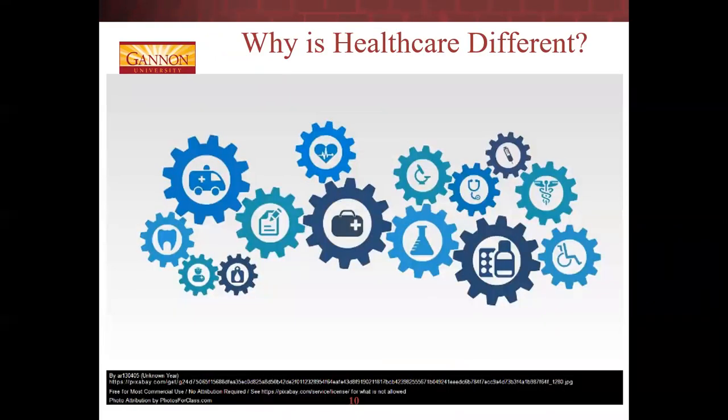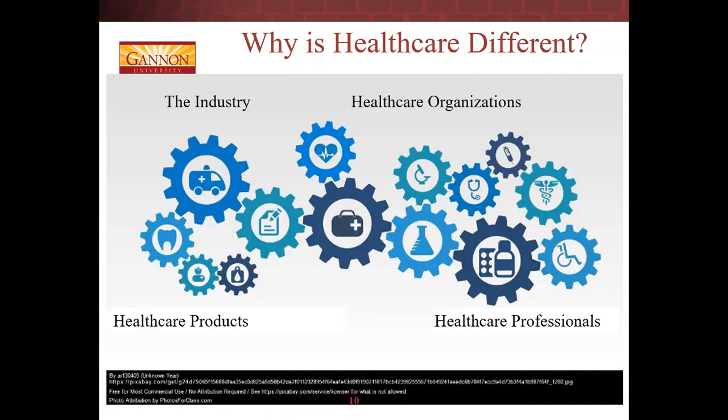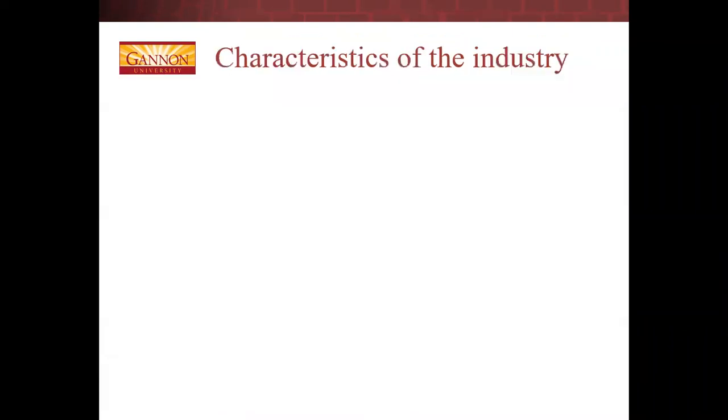So we know that healthcare is different, and it's different for these particular factors. The industry in and of itself, healthcare organizations are different from corporate organizations, although they are companies in kind of a systematic way when you think about how they're organized according to government standards. And then healthcare products are different than other products. Healthcare professionals are different, and healthcare consumers are as well. So I'll go through these individually, starting off with characteristics of the industry.